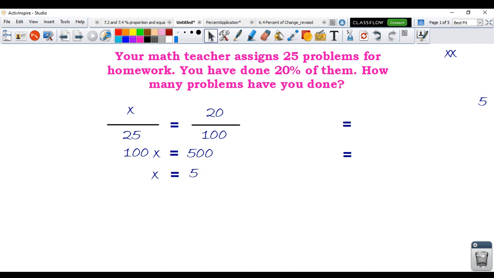Okay, and again, when you're doing word problems or percent problems, you have to include labels. So when I answer this question, I would say I have completed 5 problems.